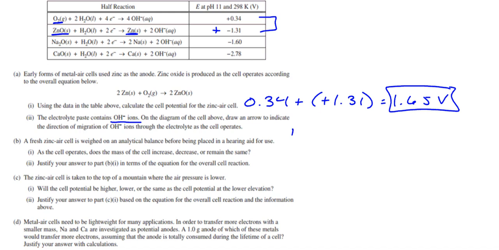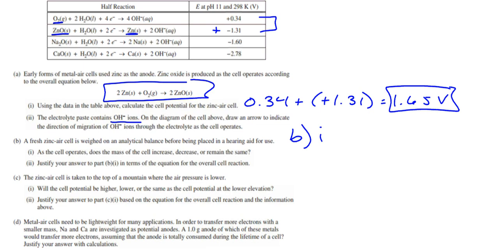Here we go. Now it doesn't totally reset, but it asks some different kinds of questions. A fresh zinc air cell is weighed on an analytical balance before being placed in a hearing aid for use. (i) As the cell operates, does the mass of the cell increase, decrease, or remain the same? In anything I do in chemistry, if it talks about a reaction going on, and they give me a balanced chemical equation, it is always at least the first instinct that I have to look at. Okay, so think about this.